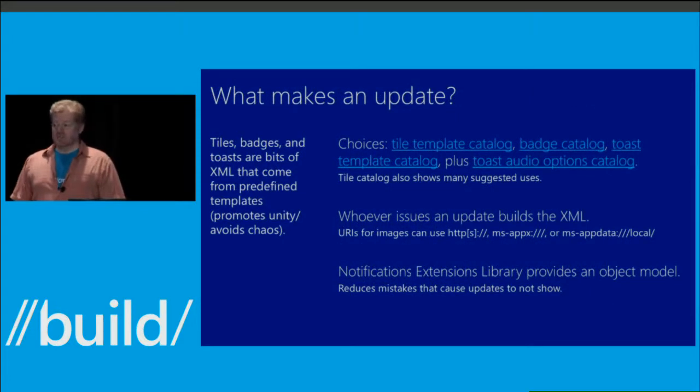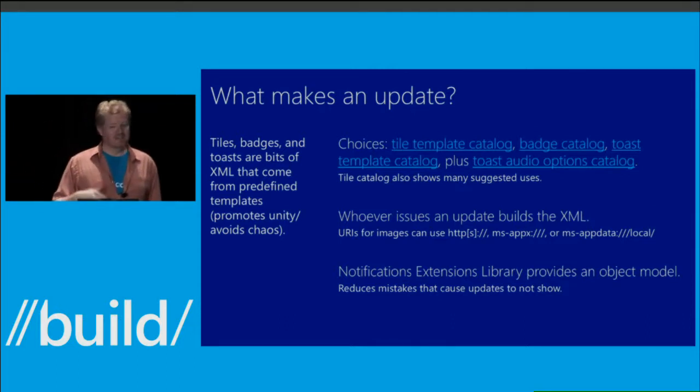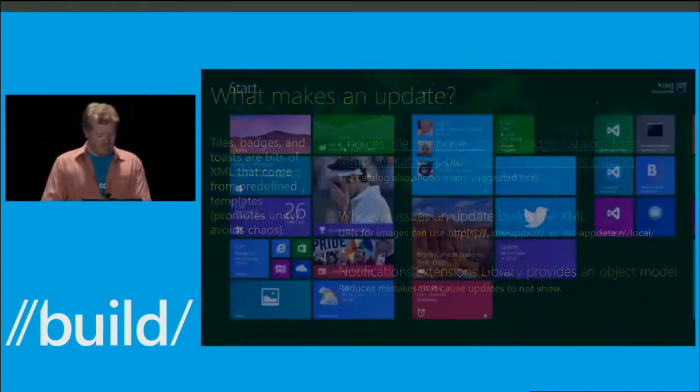So what makes an update, again, is a piece of XML that comes from predefined templates. The next 3 slides after this will really look at the schema for those XML updates and all the capabilities that you have there. There are these different places on the Windows Developer Center that are the tile template catalog, toast template catalog, badge catalog, and toast audio options catalog that go through all the different variations that you can find for what you do there. But more important than that, and actually a little more useful for you, let me switch over to it here.